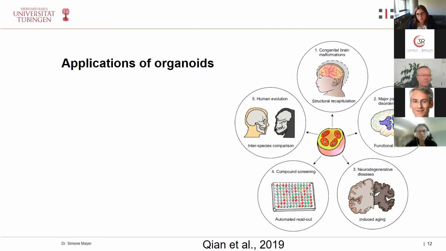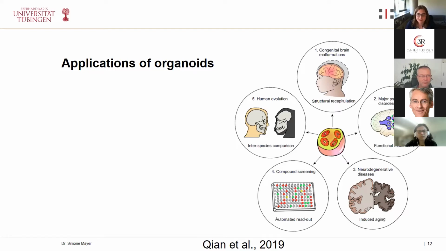A fourth big interest is to use organoids for compound screening and automated readouts. So this is also, I think, where the field is still developing a lot. And there's a whole neurotoxicity perspective to this. And of course, the pharmaceutical industry has a lot of interest in that direction.